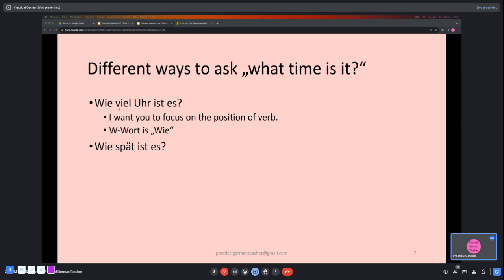I can replace "wie viel Uhr" with "was", then it will mean "what is it", okay? And the W word is "wie", it means "how". Now, if you go for the literal translation, it will mean how much time is it. But okay, German is a different language, so if you translate, it doesn't make sense. I mean, it makes sense, but not as per your knowledge. But don't translate. That's what it means.